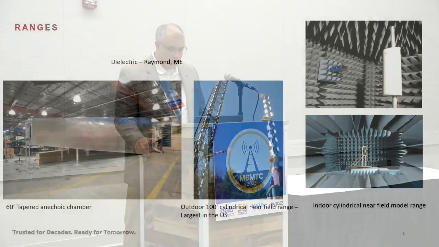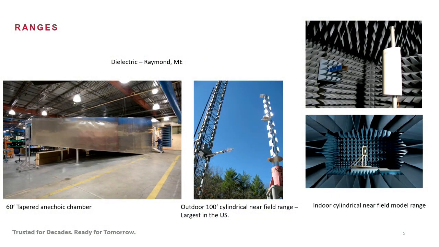In fact, this chamber that you see pictured here, this 60-foot tapered anechoic chamber, when it was built, was the largest chamber in the country back then. That since has been dismantled. We don't even have that at Dielectric anymore. It's actually at the University of Maine. They use it for some testing there that they do. But we also had a 100-foot cylindrical range in Raymond, Maine as well. And there's a picture on the right there of what the inside of an anechoic chamber looks like.